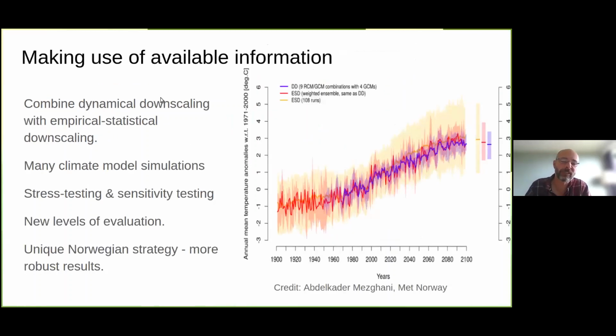But when it comes to downscaling, and this is something that Abdulkader has done, is to compare the statistical downscaling with the dynamical downscaling. We want to combine them because they are based on completely different assumptions and different strengths and weaknesses. So we want to make sure that we have robust results. In addition, we want to apply the empirical statistical downscaling to larger problems because they're very quick to run, so that we can also explore the range of results as well.